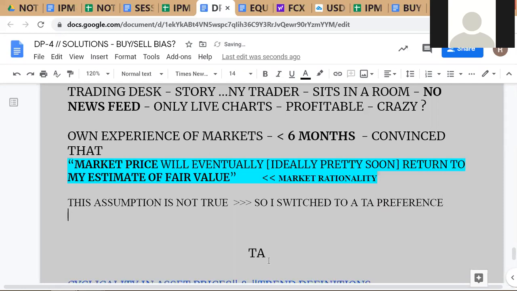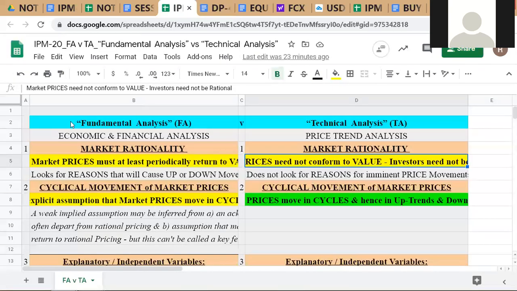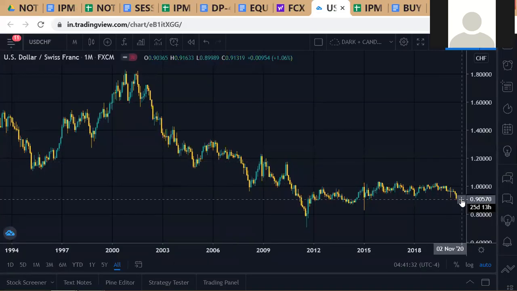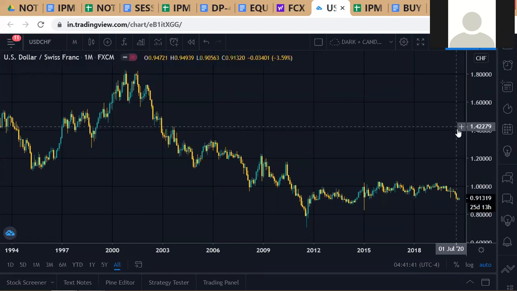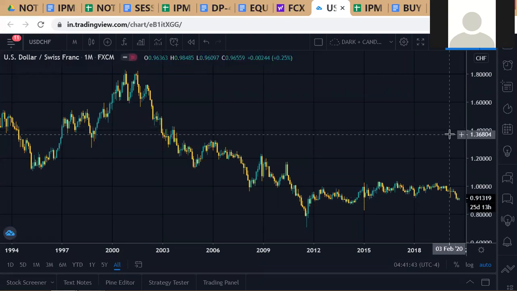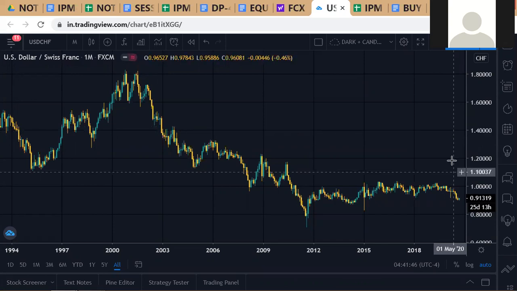So anybody, any questions so far about what I told you and understanding this point? We are now on this first point. We're going to go through and understand the differences between FA and TA. And the first point we have discussed, that in TA, we don't assume anything. If I have a fair value of dollar Swiss at 1.4 and the current level of dollar Swiss is 91.30, there is no guarantee that this market will come here eventually. The market can remain irrational.